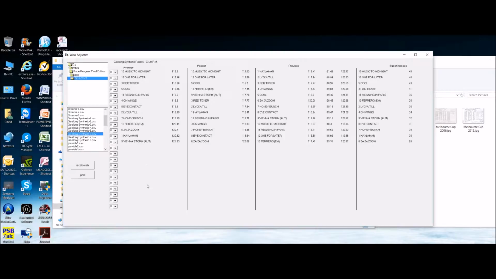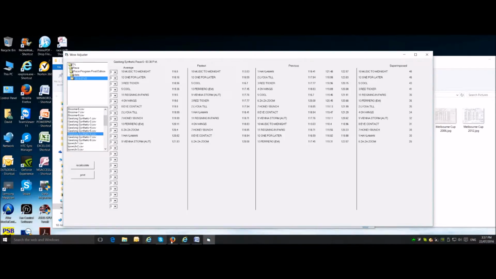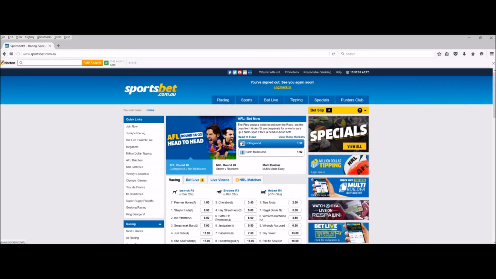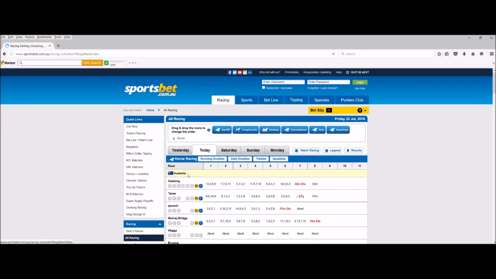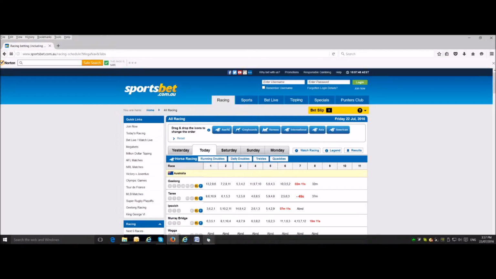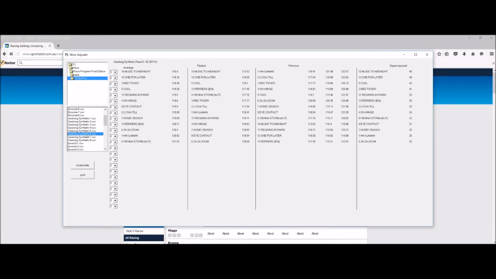So I then go off to the betting sites and I have a look at it, and we go to racing and we look at Geelong, and Geelong's already been going now for, it's only 2 minutes away to race 7. So what race was that one I'm looking at? I'm looking at race 6.